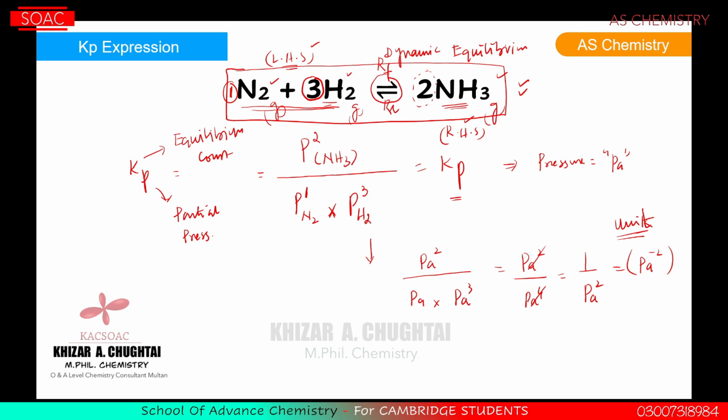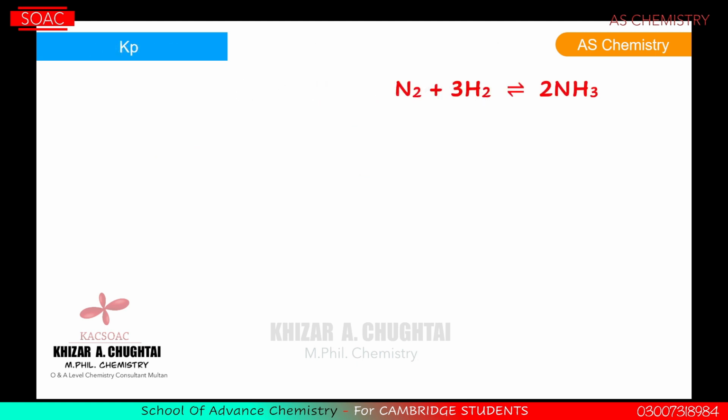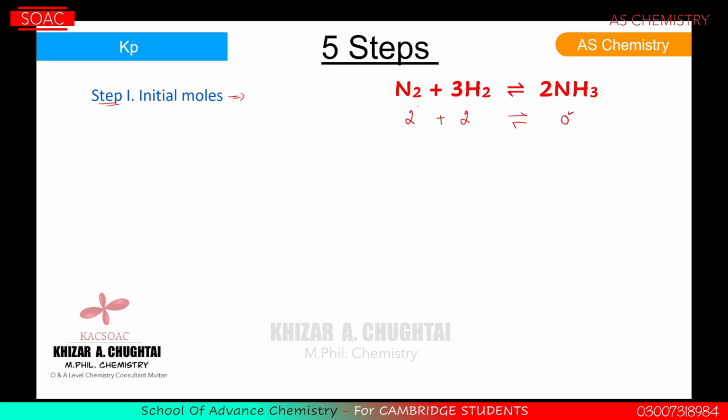Here there are almost 5 to 6 steps. Step number 1, you will use the initial moles. For example, let's suppose I have 2 moles of nitrogen in a sealed container, and these are allowed to react with the same 2 moles of hydrogen to make ammonia. At the moment, there is no ammonia, so I'm putting 0 over here. Initial moles of nitrogen is 2, initial moles of hydrogen is 2, and initial moles of NH3 is 0.